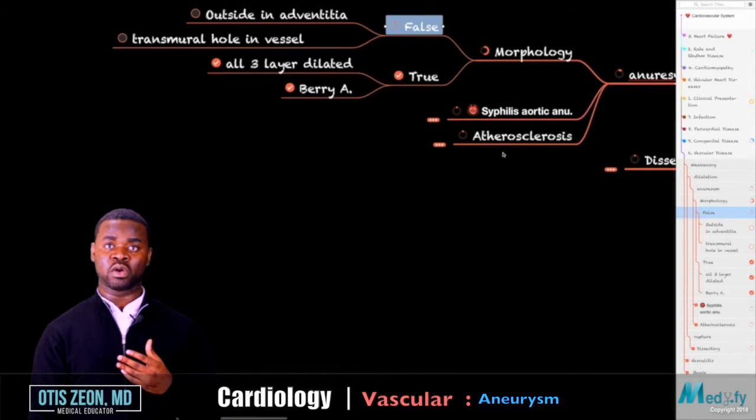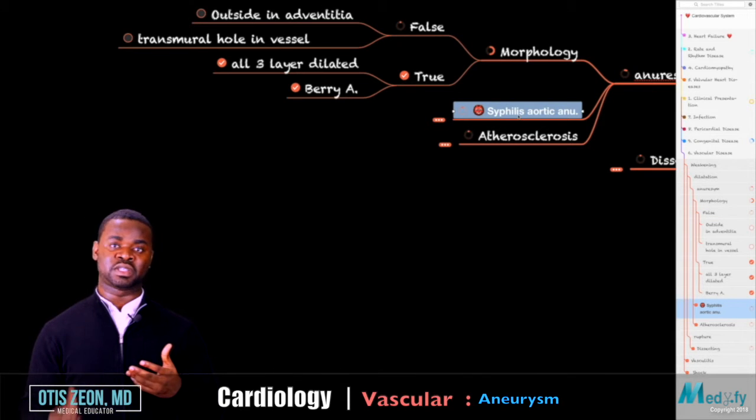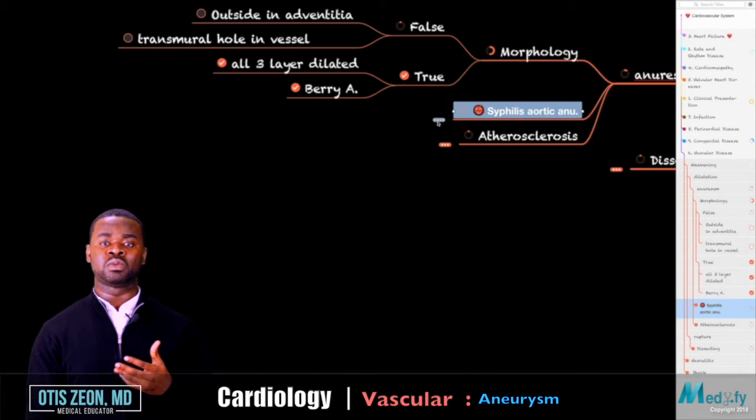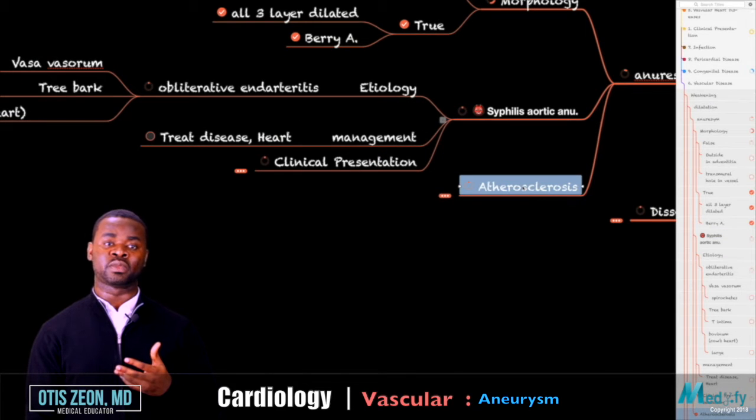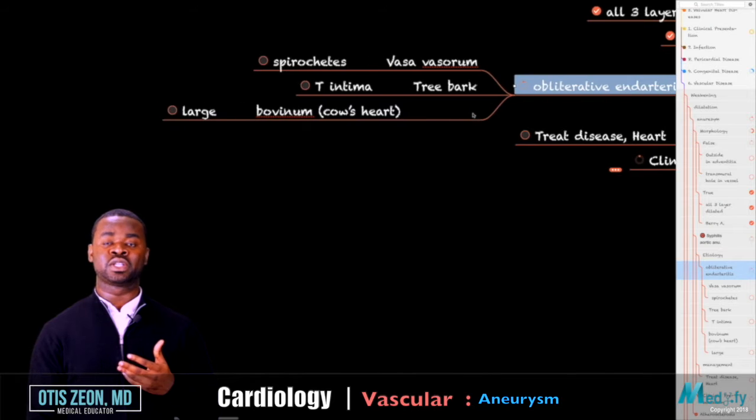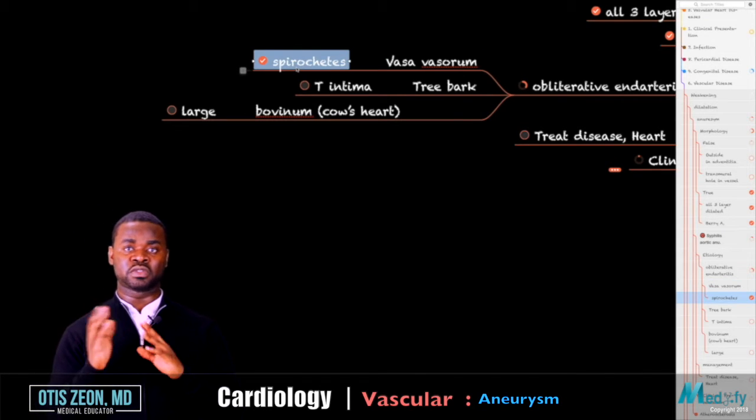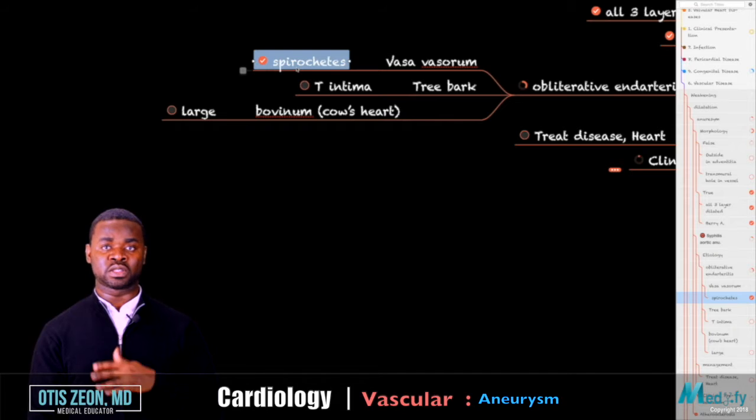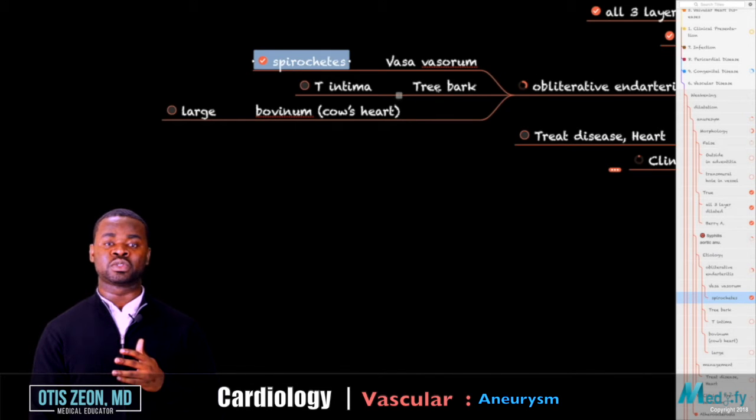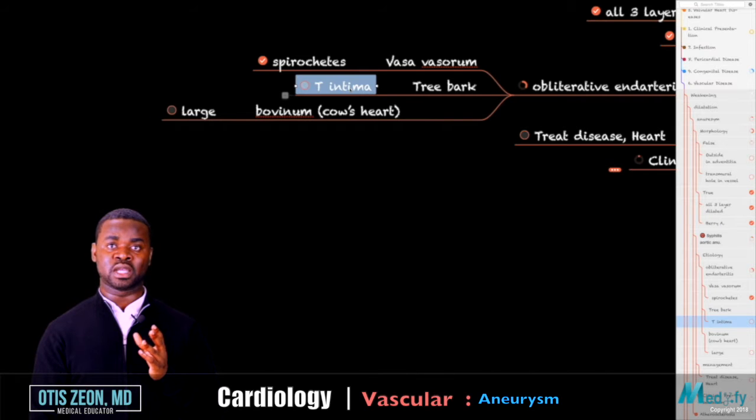Let's talk about some of the things that may cause aneurysm. Syphilis, again, we said tertiary syphilis specifically may lead to aneurysm as well. We said atherosclerosis can also lead to aneurysm. In tertiary syphilis, the etiology is usually an obliteration of the vasa vasorum. These are the vessels of the vessels. The vasa vasorum can get occluded by spirochete, which is the Treponema pallidum, the syphilis-causing agent, and they can lead to some kind of a tree bark appearance and complete annihilation of the tunica intima.